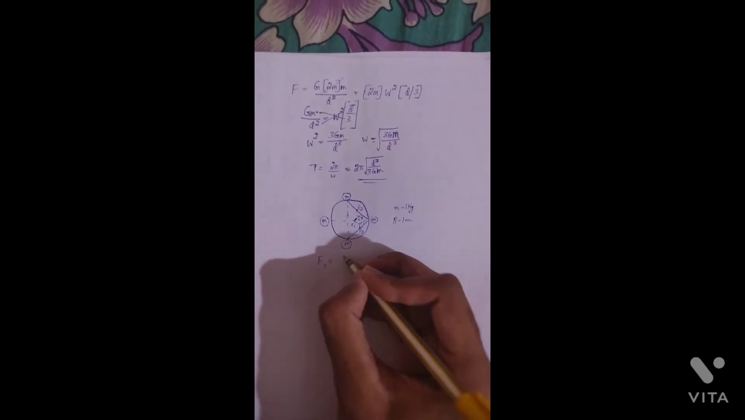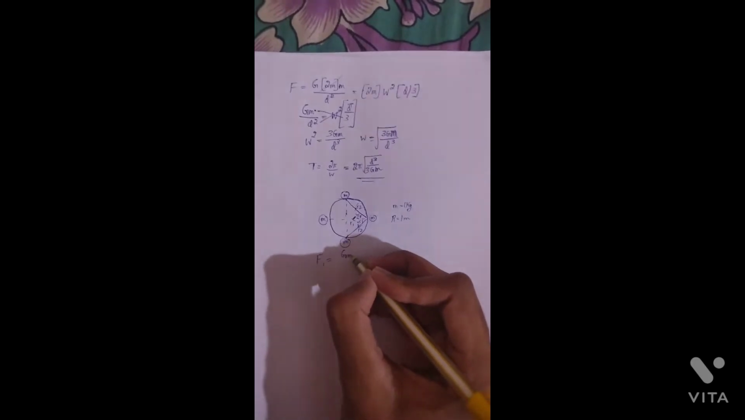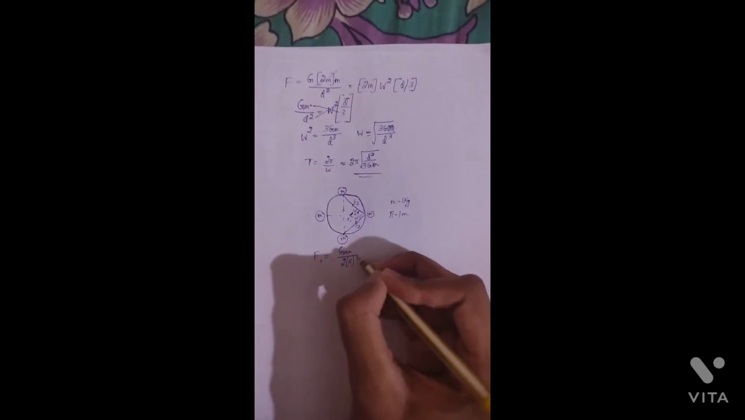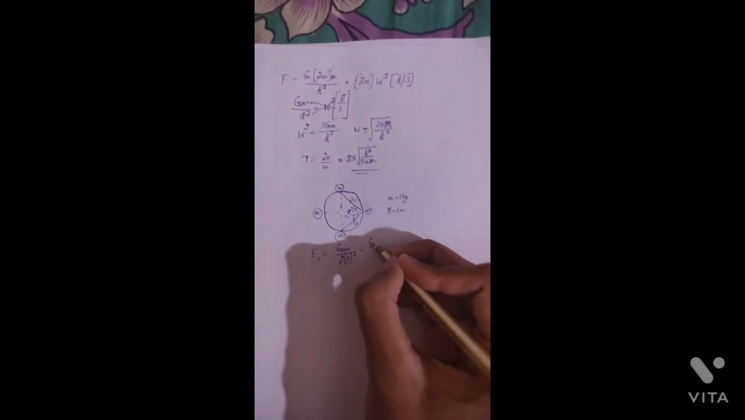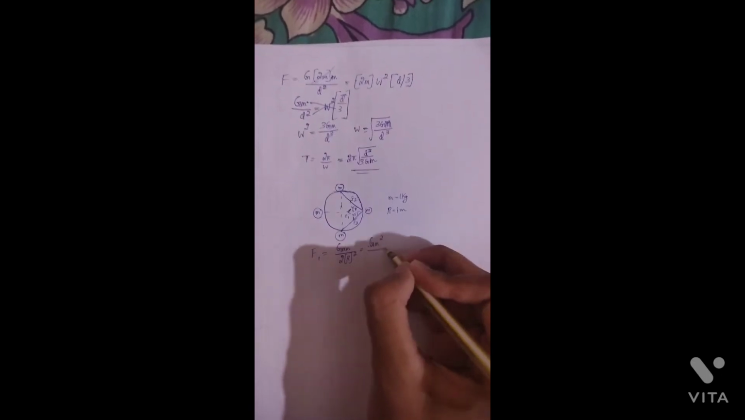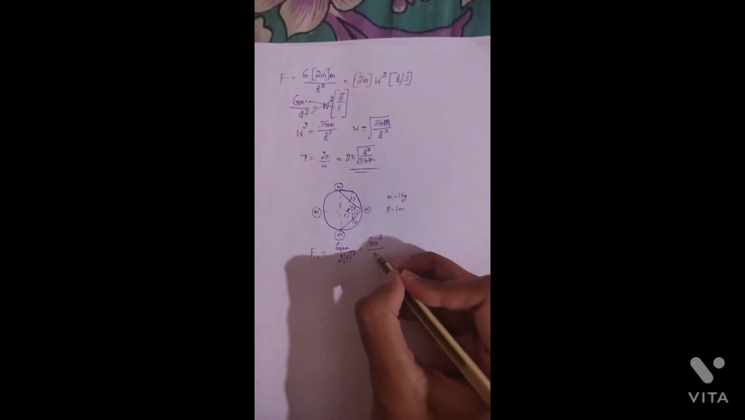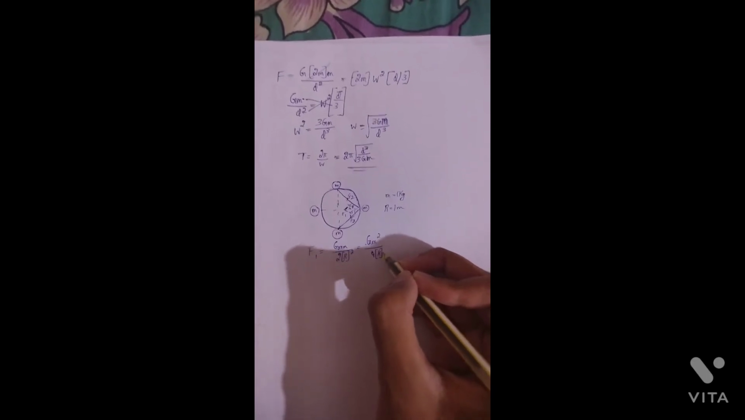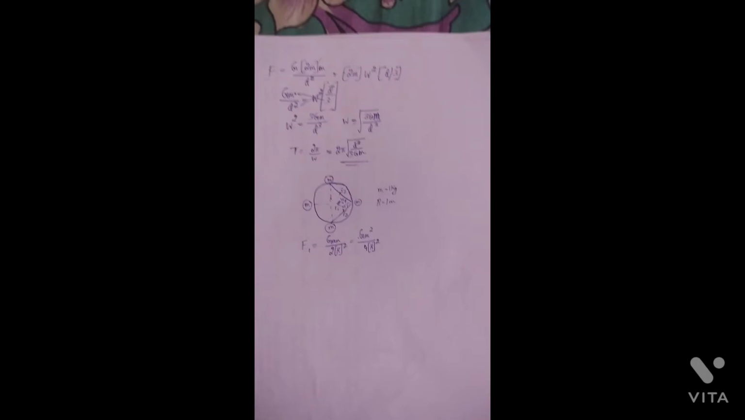F1 will be equal to GMM by 2R square, that will be equal to GM square. MM is there, means we can take that as M square, and 2R square is there, means 4R square we can take it as.